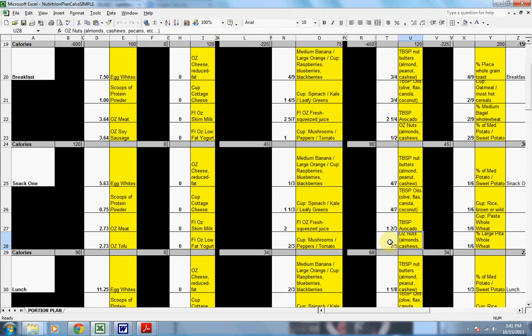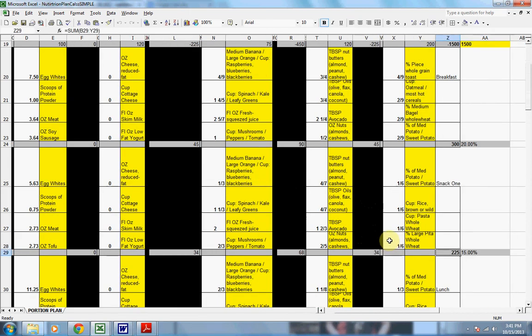Or you can measure out in ounces of nuts. That would be 2/5 of an ounce, or you can reduce that 5 to a 4, and you have half an ounce of nuts, giving you what you need for all of your fuels for that meal.